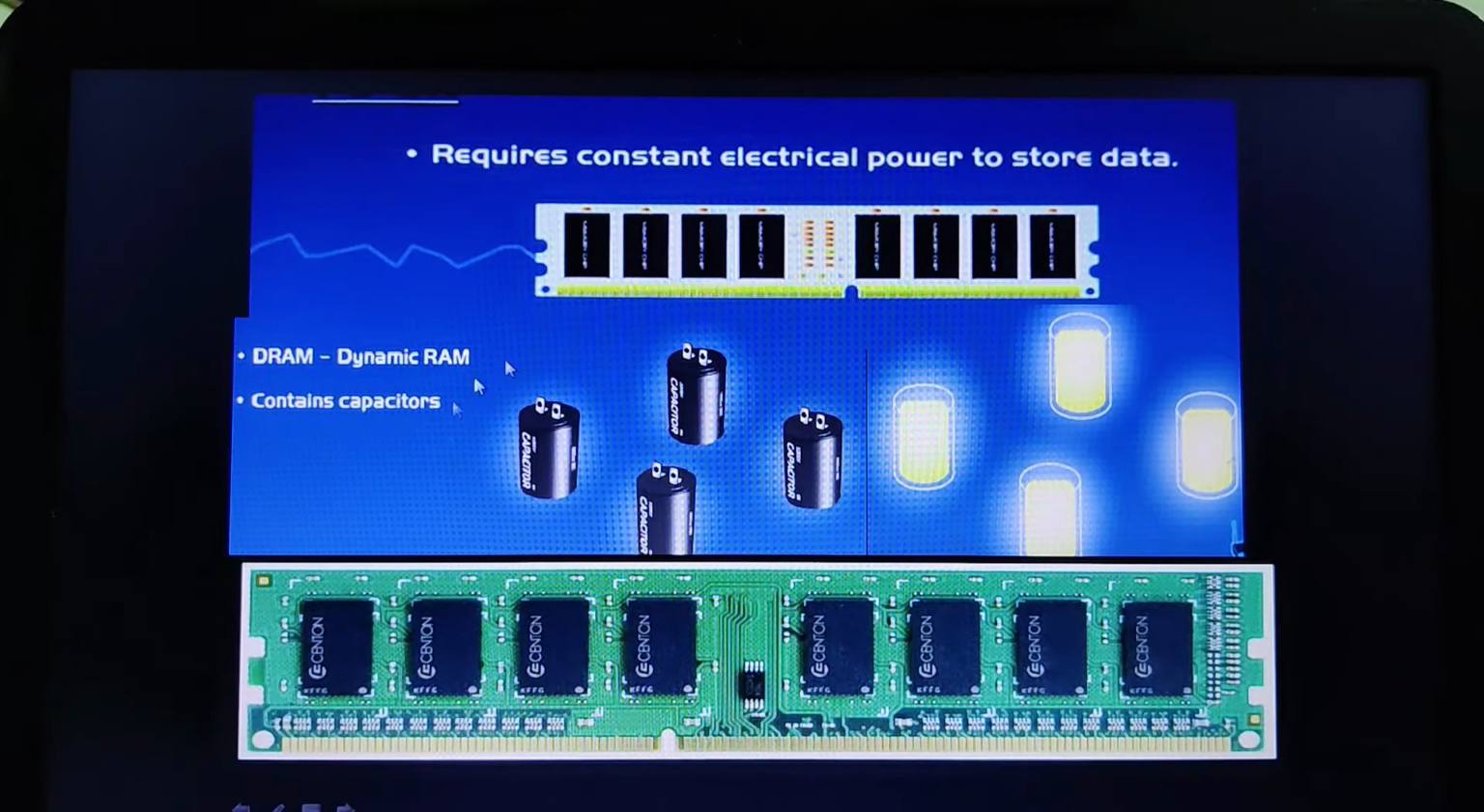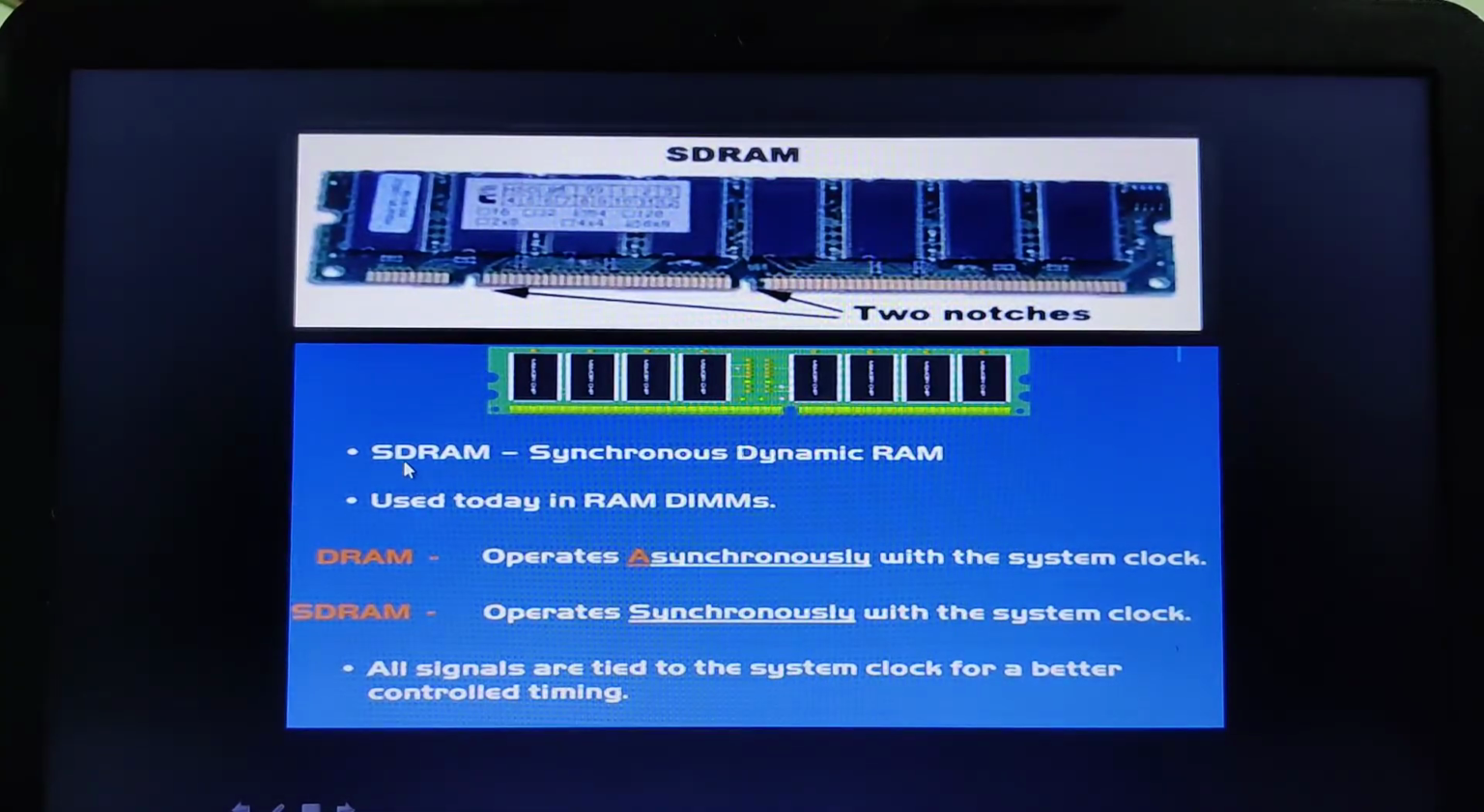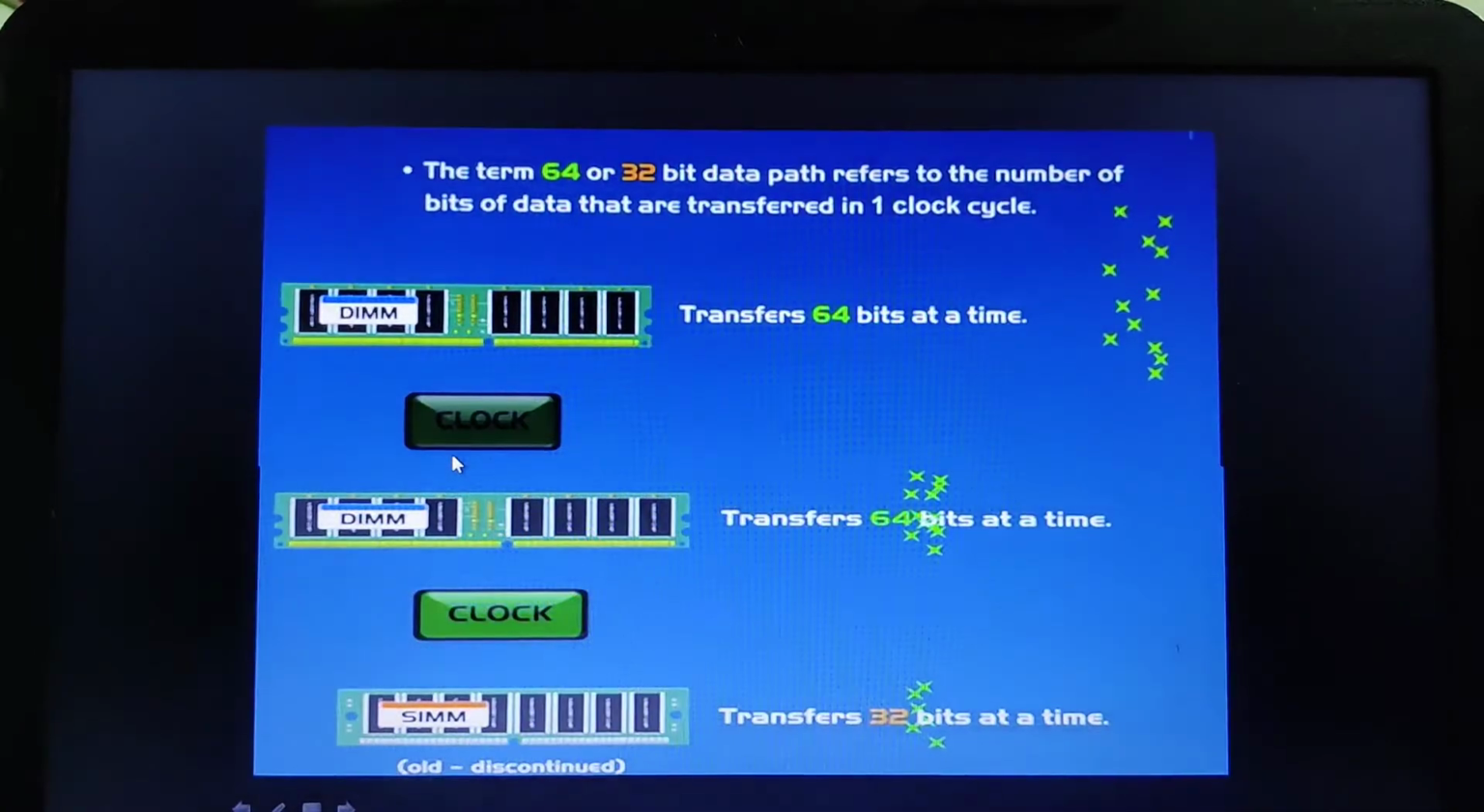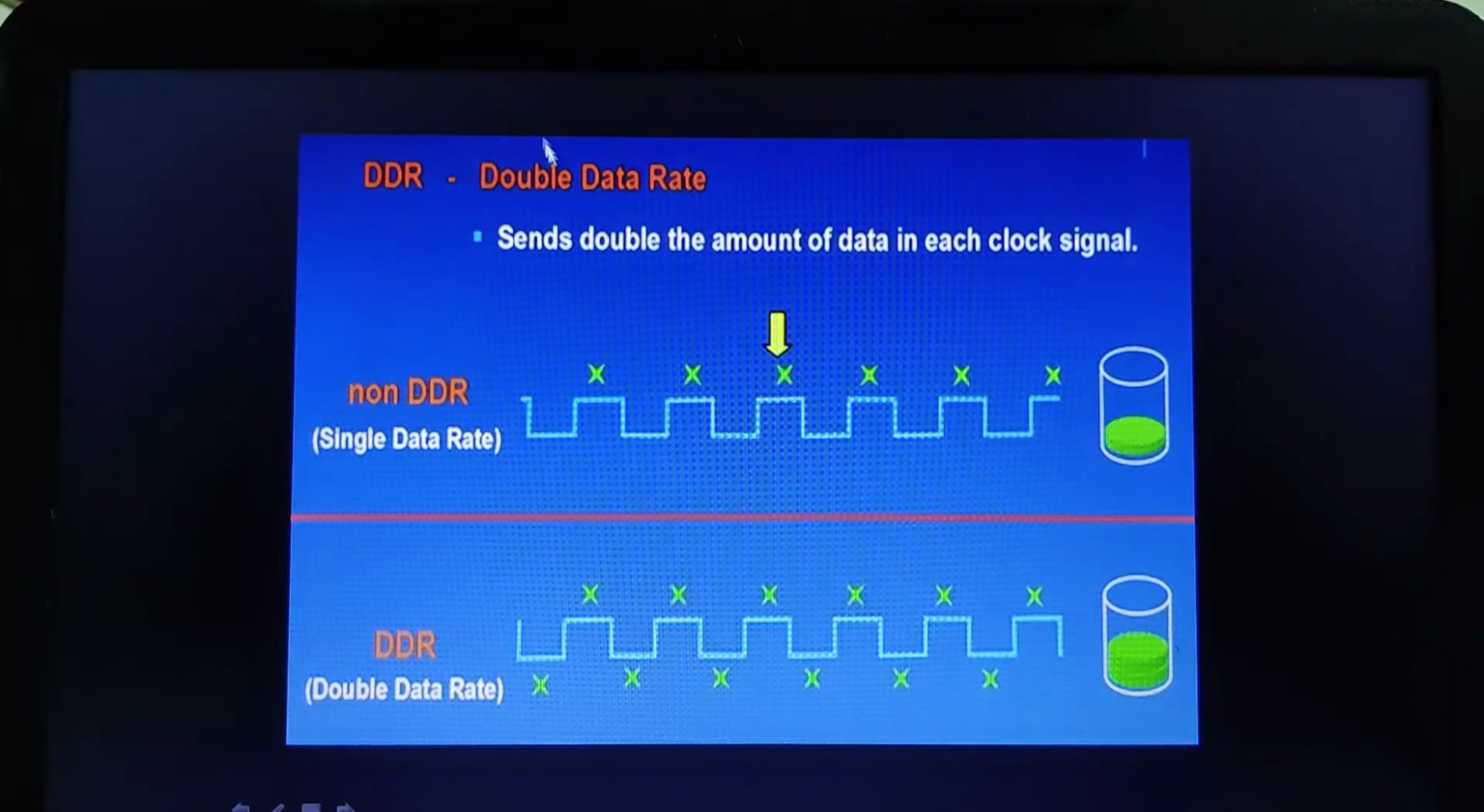Moving on, there are two types of dynamic random access memory. One is SDRAM, that is synchronous dynamic random access memory, and the other is double data rate synchronous dynamic random access memory. We will first discuss SDRAM. SDRAM is a special type of dynamic random access memory that is synchronized with the system clock.